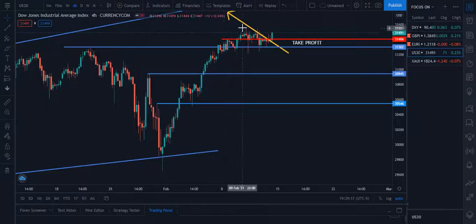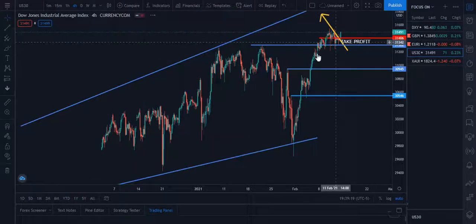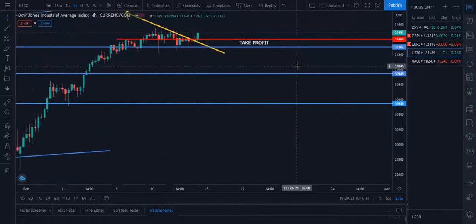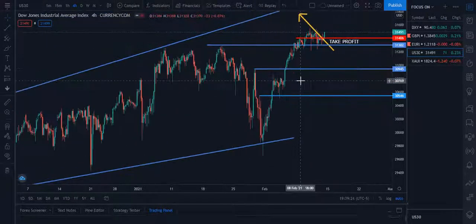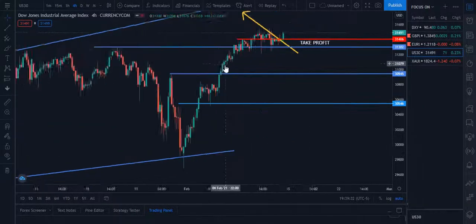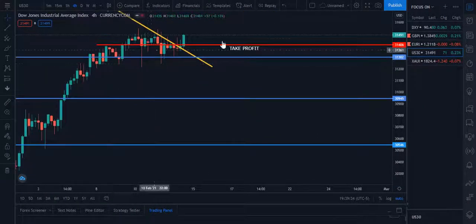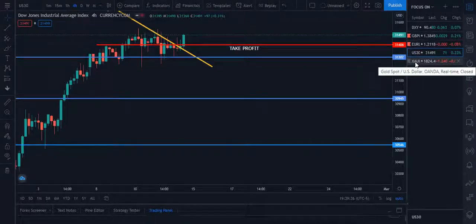So yeah, I still believe it's still going up, man. I still truly believe it's going up. It's going to make new higher highs as the economy is getting better, and the vaccines are just being rolled in. So yeah, man. We'll see what the week has for us next week. So now we'll just go to gold.